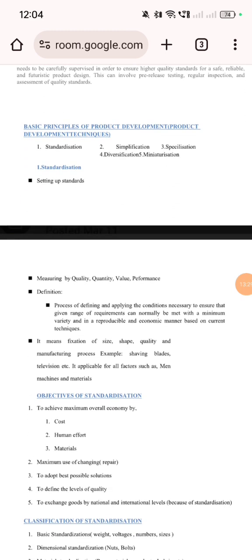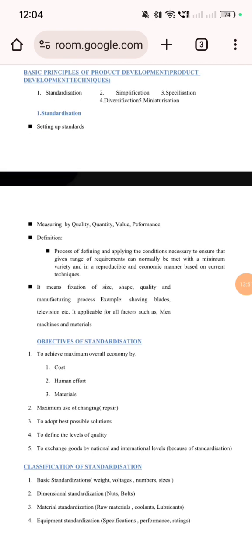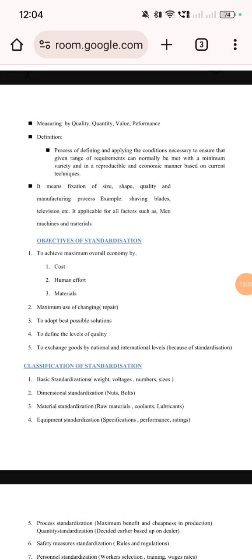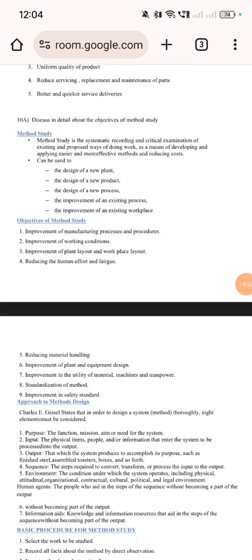Then the basic principle of product development. First one, standardization. Standardization is applying the conditions necessary to ensure that a key range of requirements can normally be met with a minimum variety of size, shape, quality and manufacturing process. Example, shaving blades, television, etc. It is applicable to all factors such as machines and materials. To achieve maximum overall economy, cost-wise it is very low. Then human effort, materials. These are the basic objectives of standardization.